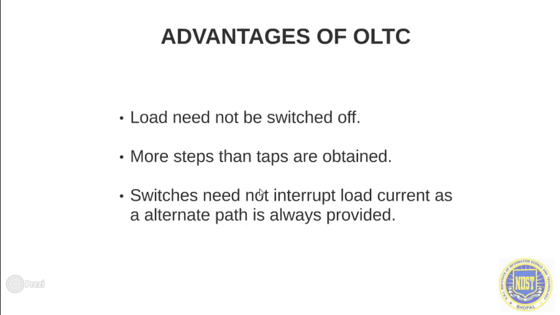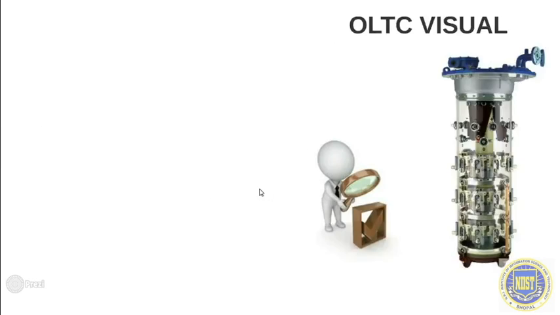The online tap changer offers a number of advantages. Number one, and the most important one, is the load need not be switched off during tap changing operation. The second one is that more number of steps can be obtained when this tap changer is used. This is in accordance with what we have seen before, that if four taps are present in a tap changer, then we can obtain 7 voltage levels by using the same tap changer. And the switches that we are using need not interrupt load current, as an alternate current path is always provided, and so there is no sparking or minimal sparking present at the contactors.